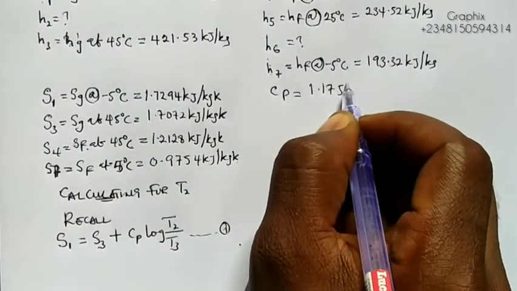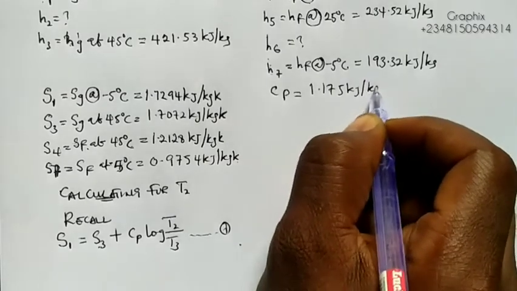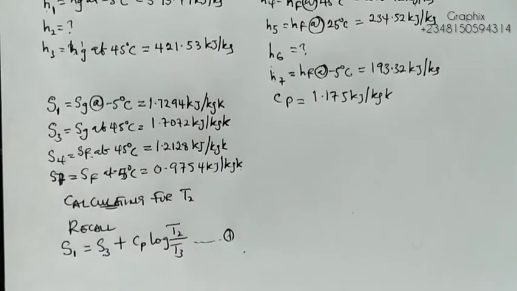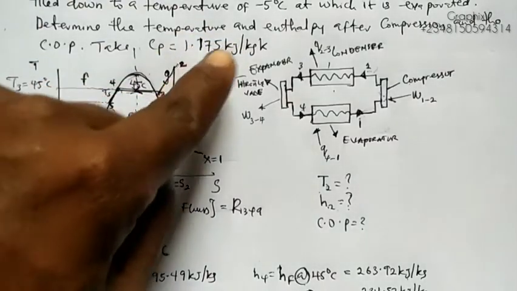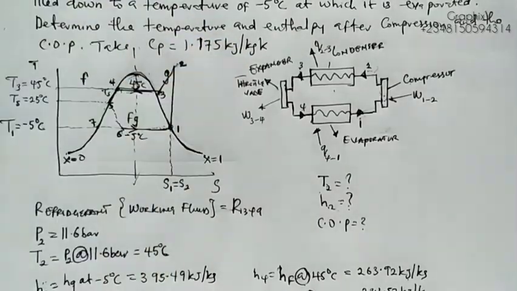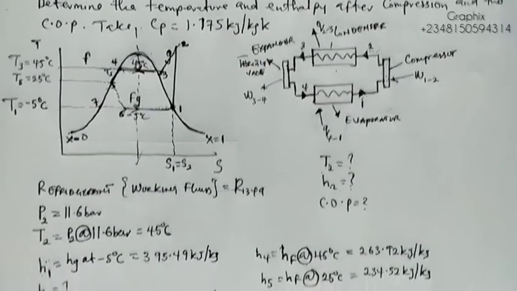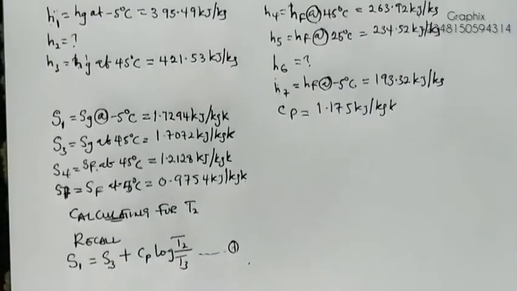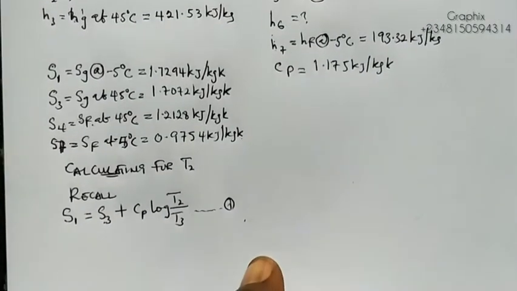1.175 kilojoule per kilogram Kelvin. It is given in the question. If you check the question here, we have Cp given as 1.175 kilojoule per kilogram Kelvin. So move forward. From here, we'll start putting our values.